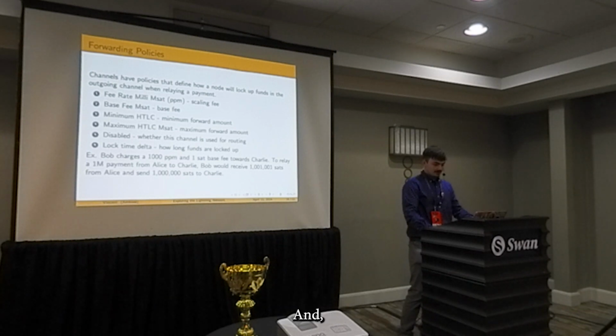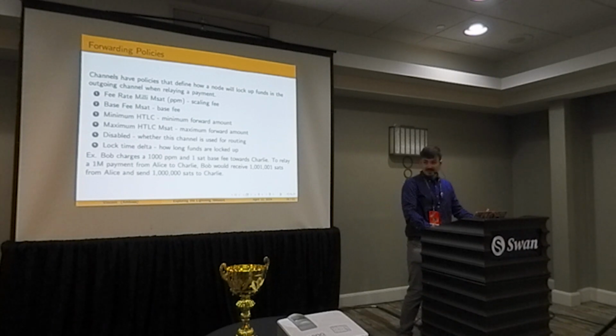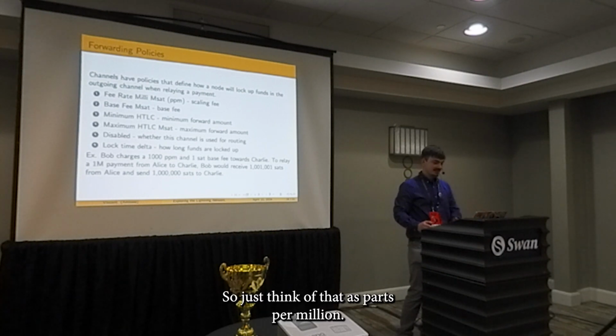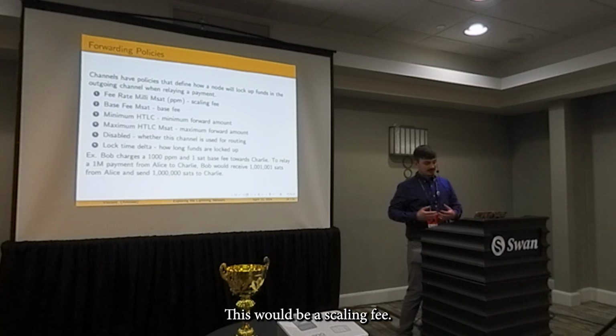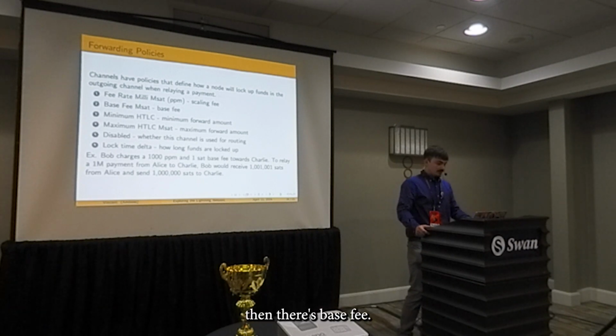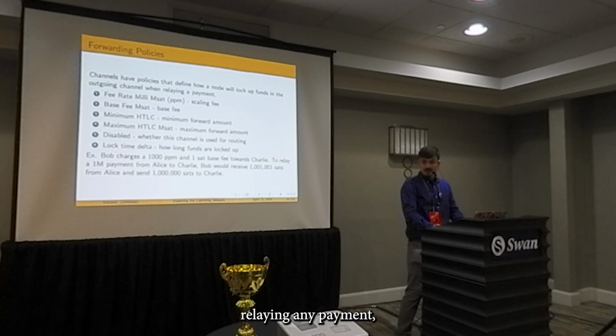And the different options you have are the fee rate, millimsat. So the denominations in Lightning are cursed. So just think of millimsat as parts per million. This would be a scaling fee for relaying payments. It'll increase as the size of the payment increases. Then there's base fee MSAT. This is the base fee that you would charge for relaying any payment.